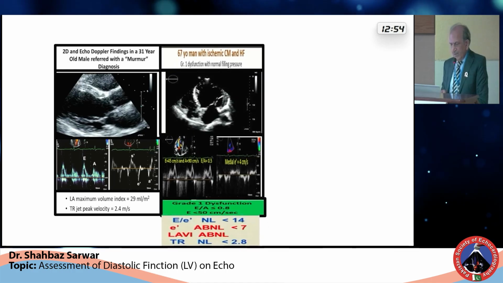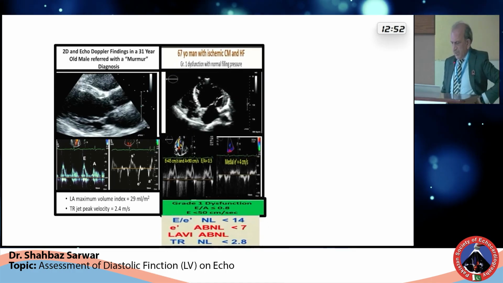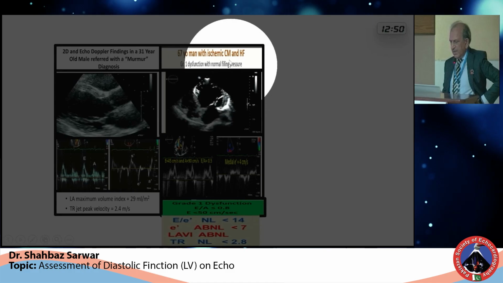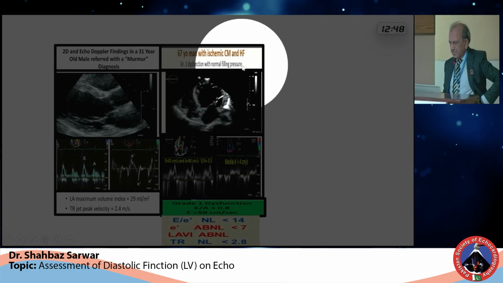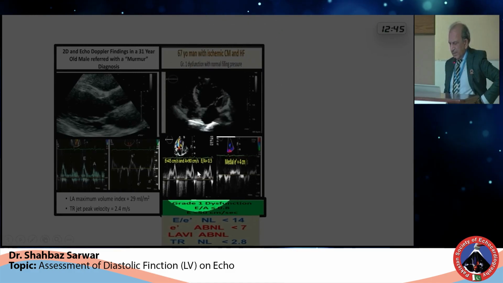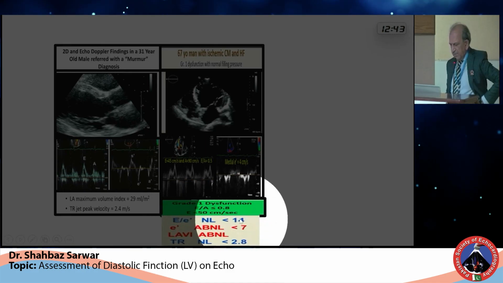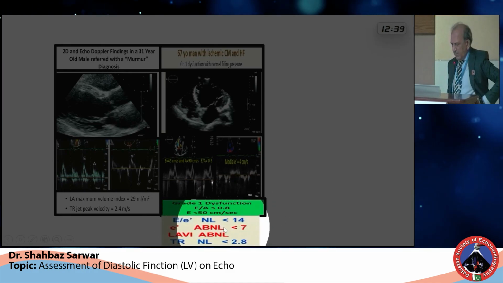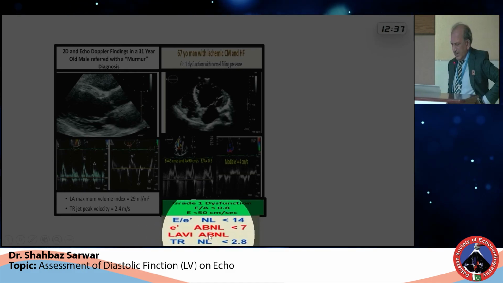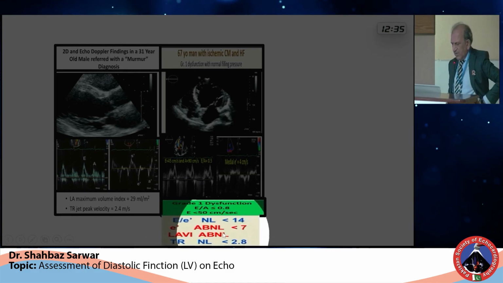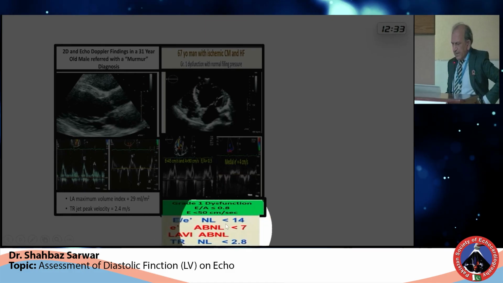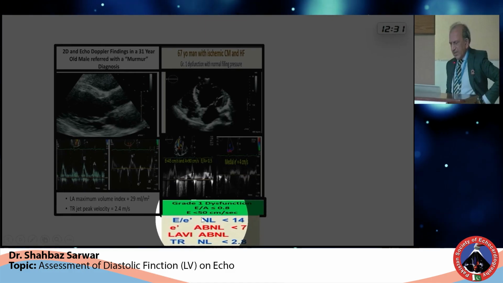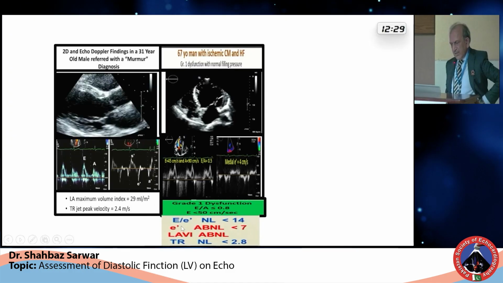Okay. Now you see, this is a patient, a 67-year-old male with heart failure, and you see here that E by E prime is less than 14. E prime is abnormal, less than 7. LAVI is abnormal. TR velocity is abnormal. So this is a grade 1 kind of diastolic dysfunction.